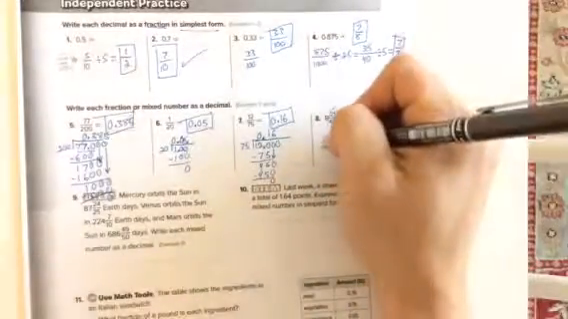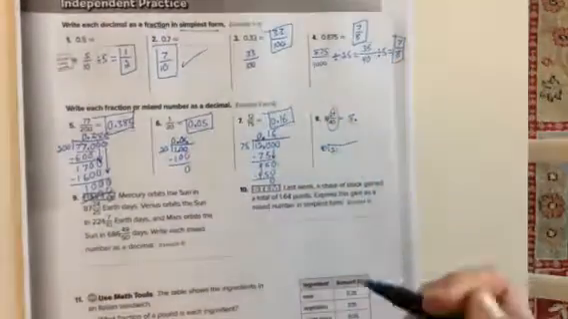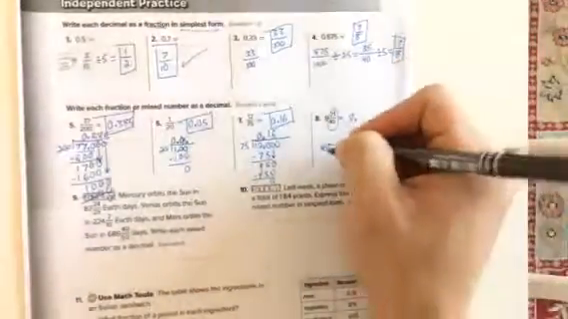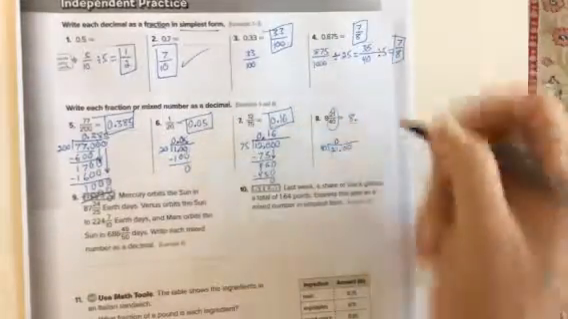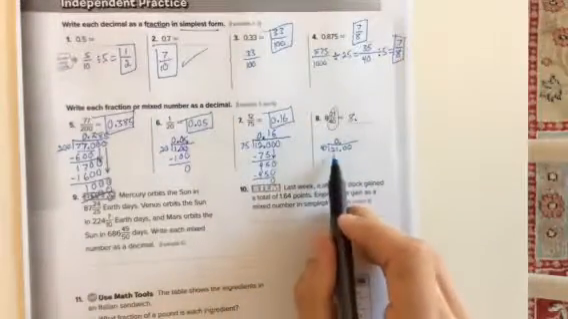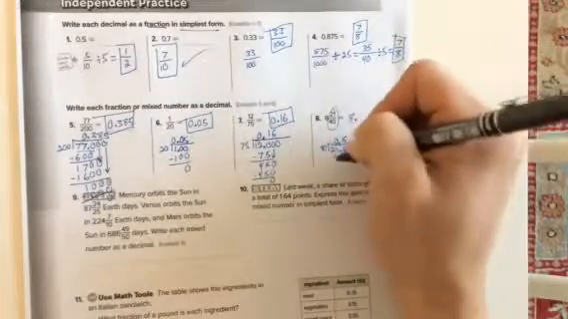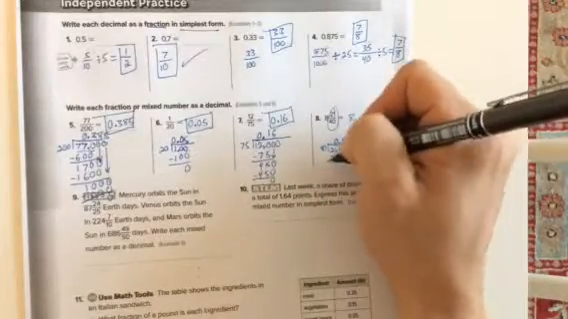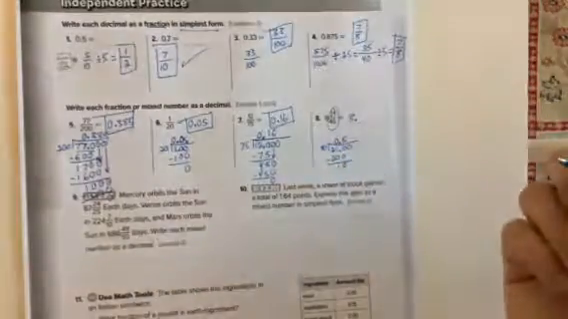So 40 dividing 21. It's going to be kind of difficult, but here we go. 40 doesn't go into 21, so let's put a decimal and add a few zeros. Put a decimal. So 40 does go into 210. It goes into it 5 times. 5 times 40 is 200. 210 minus 200 is 10.